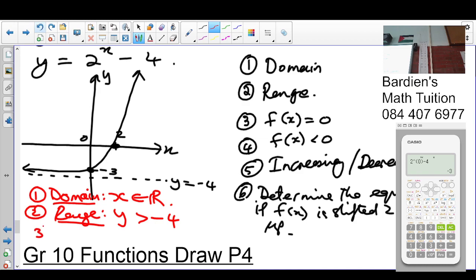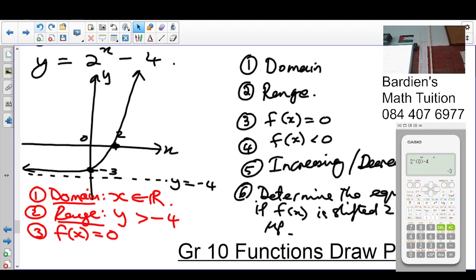Okay. Look at number 3. Where is f of x equal to 0? For which values of x is f of x equal to 0? x is equal to 2.